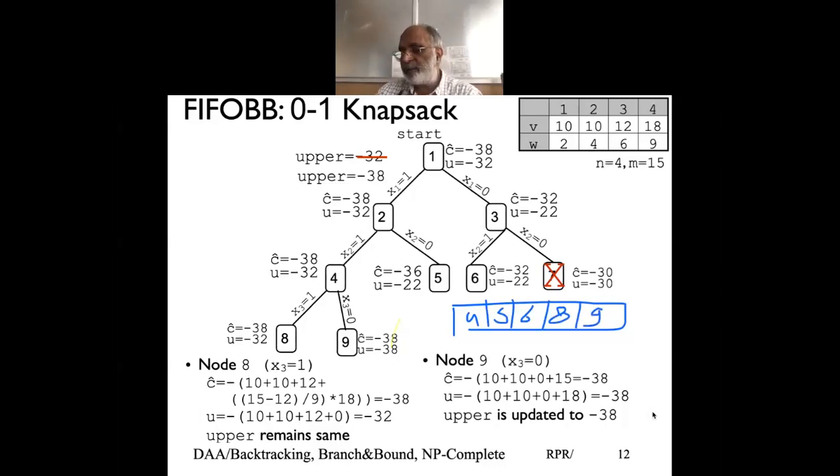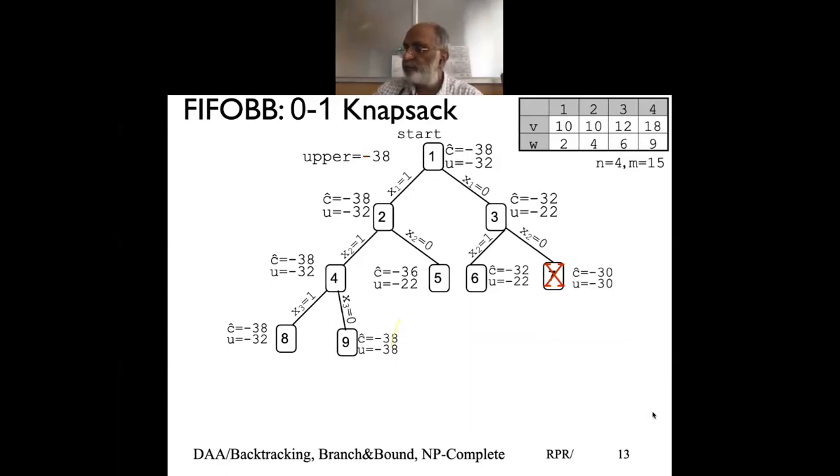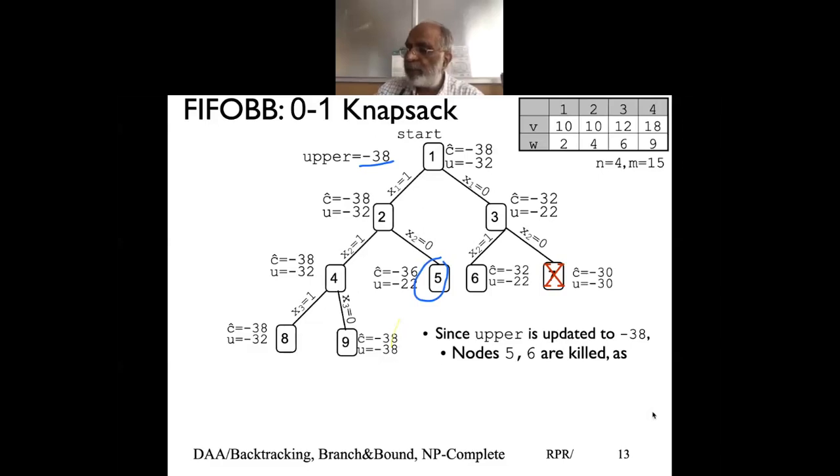Now look at the nodes, upper is minus 38. Now look at node 5. Node 5 gives me an upper bound of 36. That means if I explore node 5, I'm going to end up with cost minus 36. But I already have a solution with cost minus 38. So there is no point exploring it. So we kill this node.